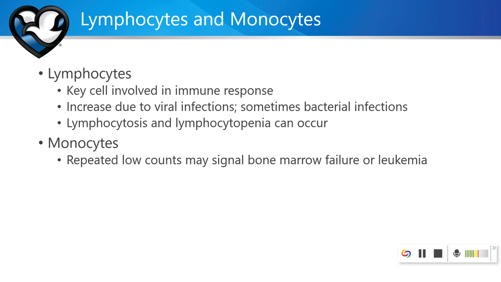Lymphocytes and monocytes are key cells involved in the immune response, and increased lymphocytes are more likely to occur with viral infections such as hepatitis and herpes, but may also occur with some bacterial infections such as pertussis. Lymphocytosis can occur with lymphocytic leukemia and lymphoma.